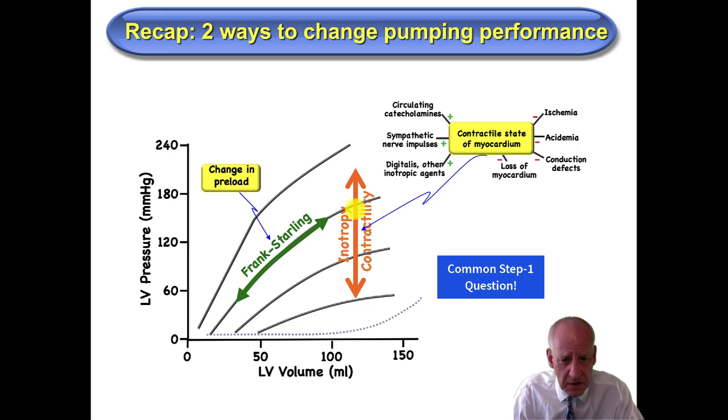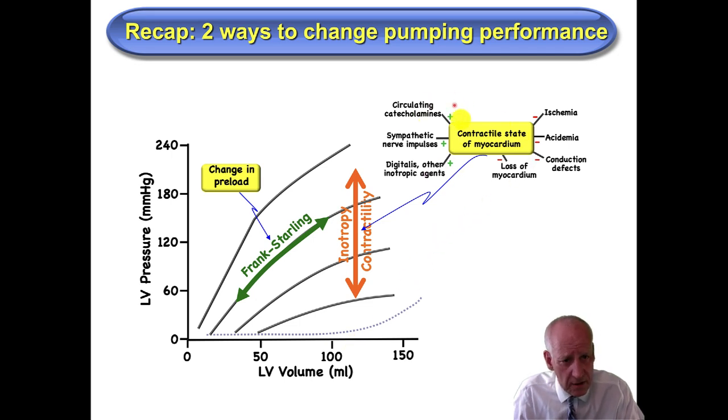Inotropy is a change in pumping performance at a given fiber length or EDV. And the contractility of a cardiac myocyte can be improved with various hormones or drugs, or it can be impaired in disease. And that concludes Lecture 7.